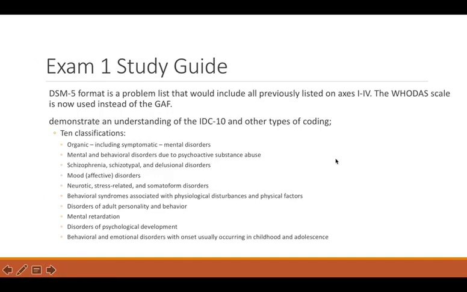Okay, and then moving on to the DSM-5, we use the WHODAS scale now. I don't really see it used in practice. I'm not sure if maybe some of you do. We just aren't really using anything, and it does not seem to be a requirement at this point for reimbursement. So I've yet to see that universally applied.